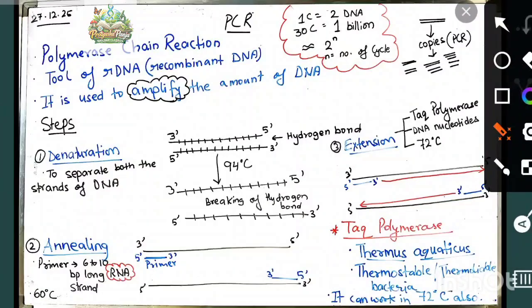Hello students, today we are going to study the topic of PCR. PCR stands for Polymerase Chain Reaction. Okay, the full form for PCR is Polymerase Chain Reaction.